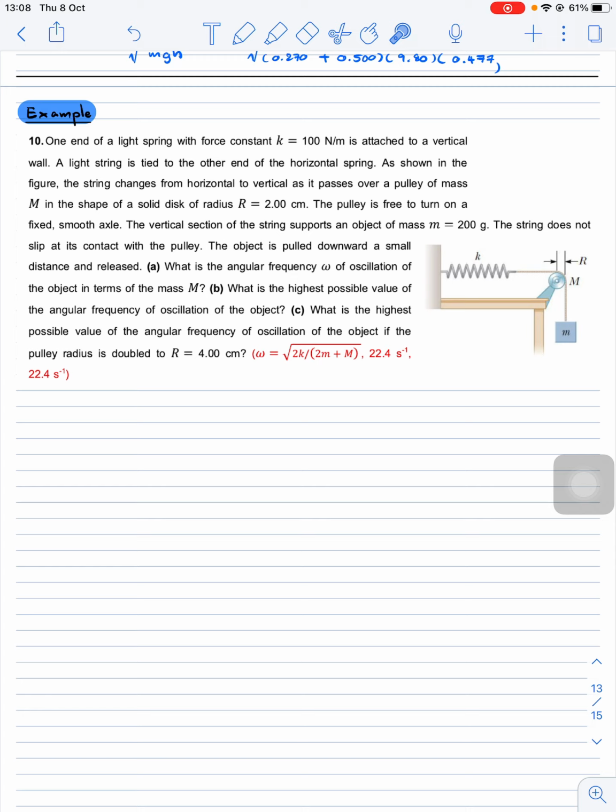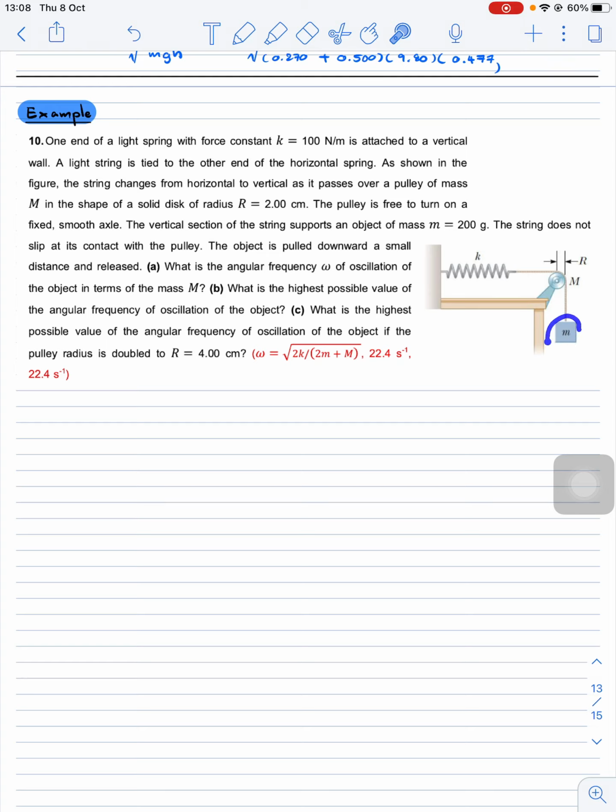So it means that this pulley will have the shape of a solid disk. The pulley is free to turn on a fixed smooth axle, so this one. The vertical section of the string supports an object of mass m. The string does not slip at its contact with the pulley. The object is pulled downwards a small distance and released.